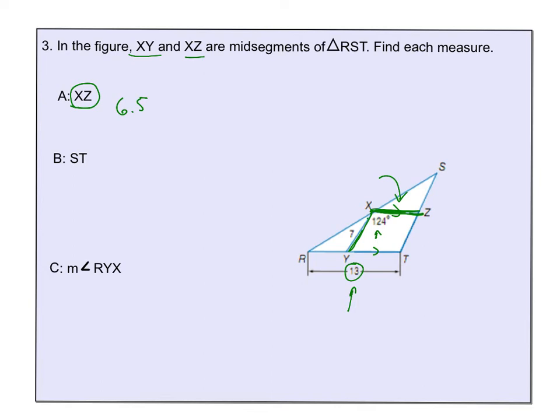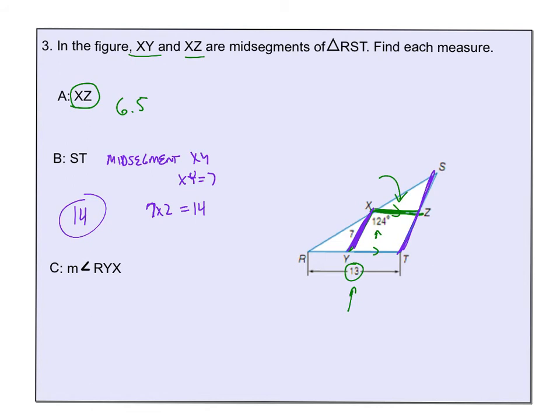Now, ST is the one I'm looking for. That's going to match up to that mid-segment, XY. They say XY is 7, so I just need to double that. That's going to be 14. So that's going to be that length.